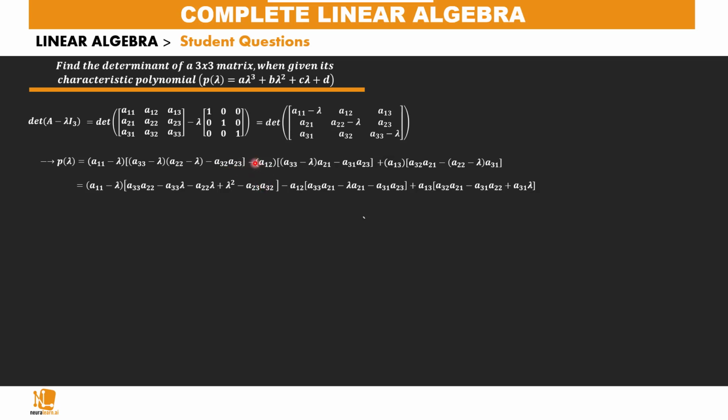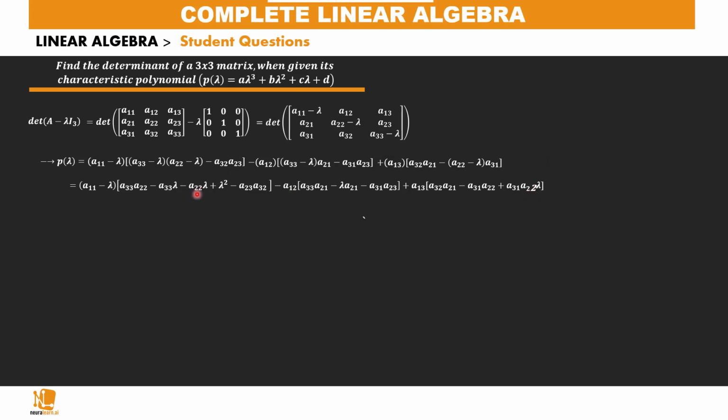And then here we have negative A12 into A33 times A21 minus A21 times lambda minus A31 A23. Finally, here we have A13 times A32 times A21 minus A22 times A31 plus lambda into A22 times A31. So if we correct this error, we should have this now.